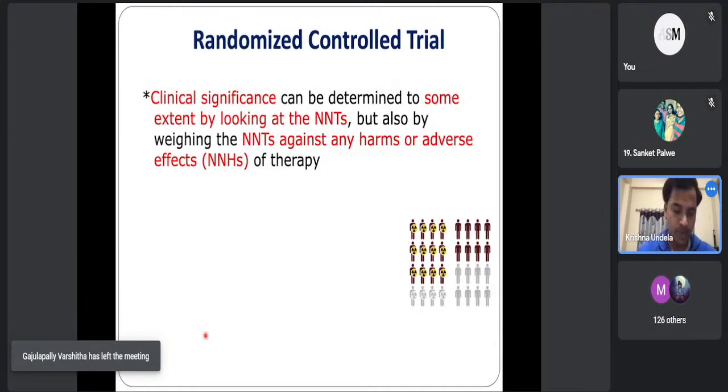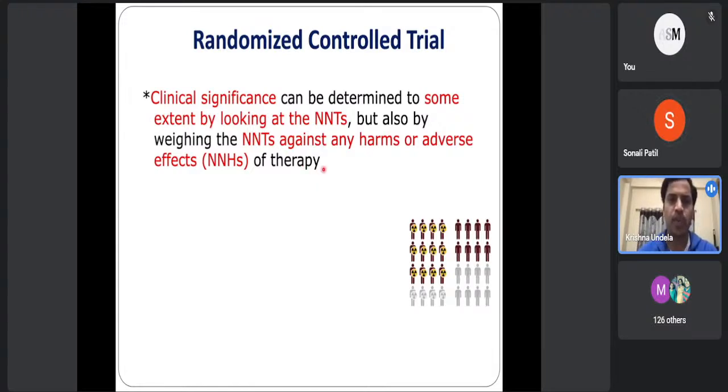Whenever you're conducting any randomized controlled trial, we should not focus on efficacy only. We need to understand the safety of the medication also, right? So the clinical significance can be determined to some extent by looking at the NNTs, but also by weighing the NNTs against the harms or adverse effects. For that reason, we calculate something called NNH.